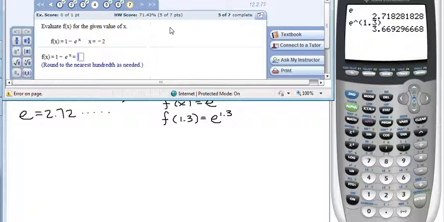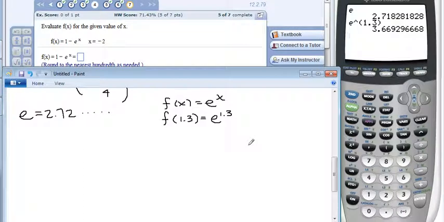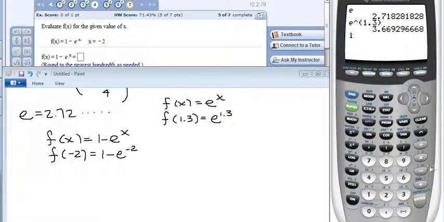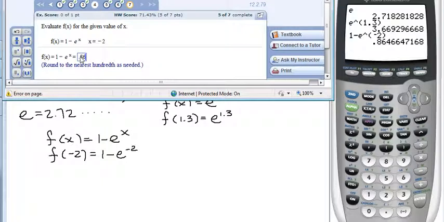Yeah, we can do that. We have f of x is equal to 1 minus e to the x, and we want to evaluate at x equals -2, and we would just replace the x with a -2. So 1 minus e to the -2. Nearest hundredth would be 0.86.